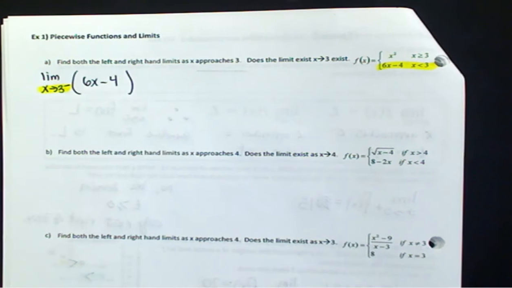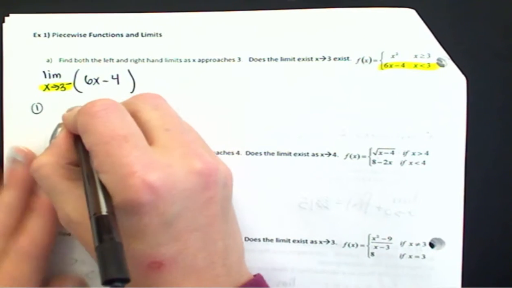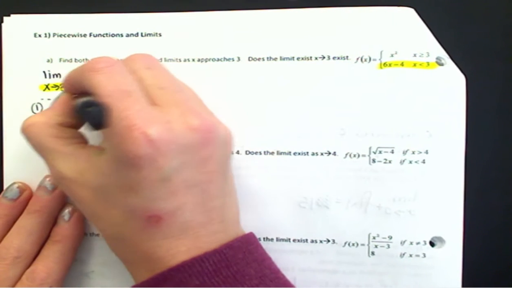Guys, one-sided limits are the exact same as regular limits. Just plug in the point. Check it. Plug in the value.